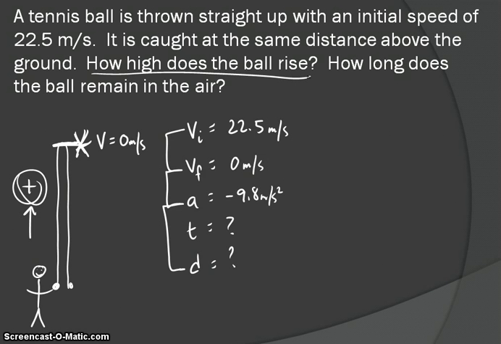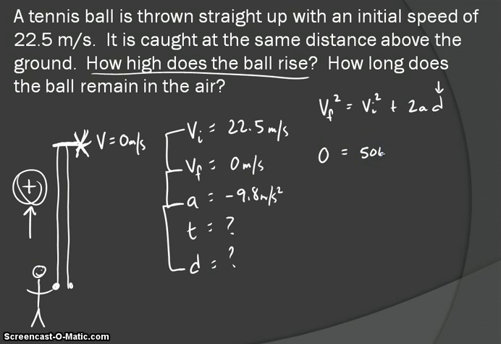I'm going to set this up using an acceleration and two velocities. So I'm using equation number 3: VF squared equals VI squared plus 2AD. And I'm going to solve for my D. That's the one I'm going to solve for. My VF is 0, so 0 squared is still 0. VI is 22.5, so I'm going to square that.